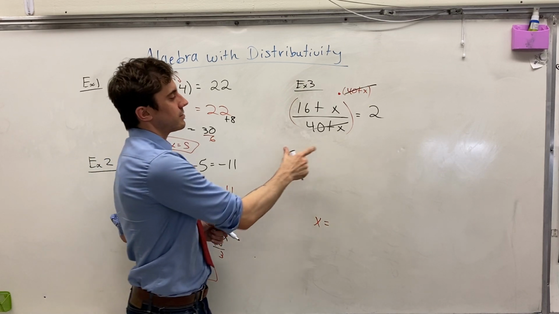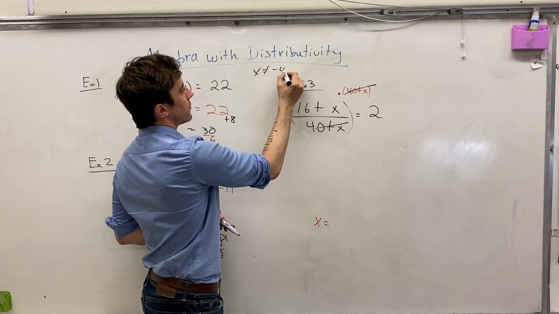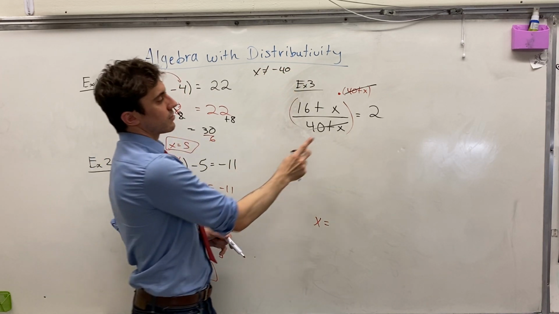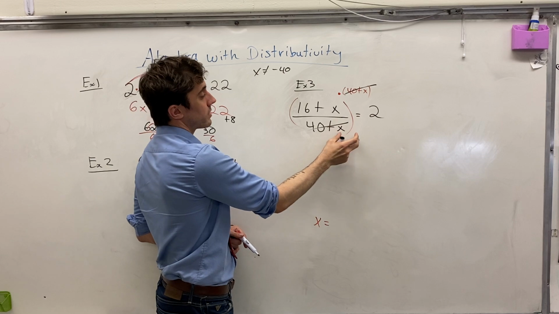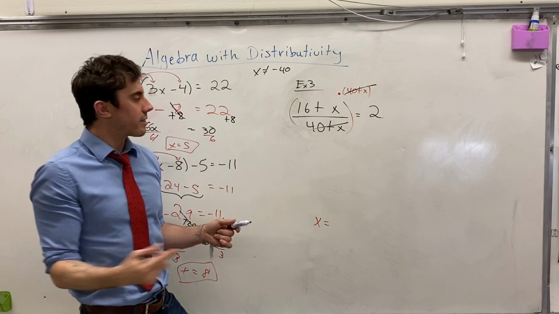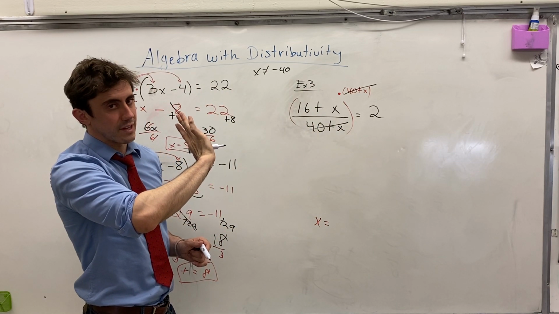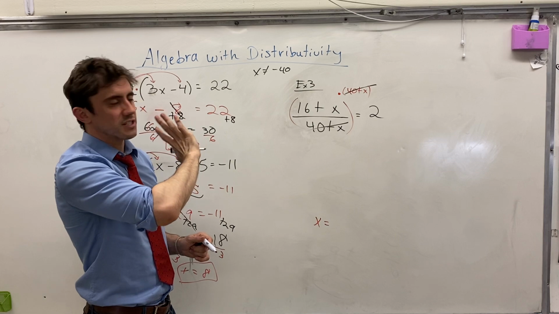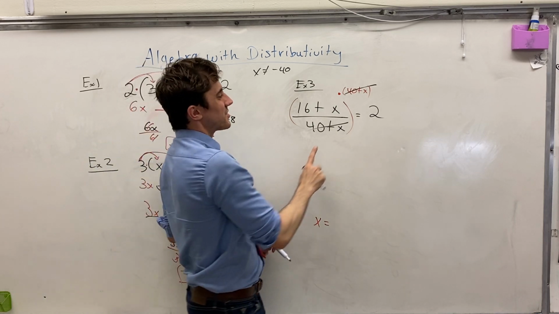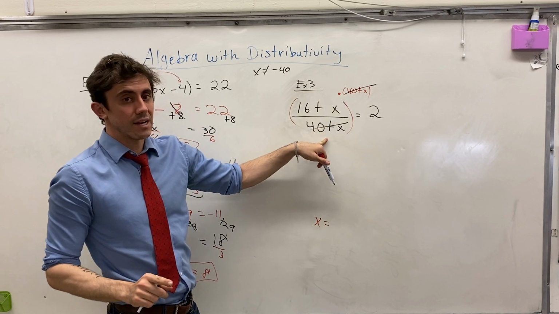And you'll see in high school, we'd have to state that x can't be equal to negative 40, because if x did take on the value of negative 40, we'd have 40 plus negative 40, which would be 0 in the denominator, and dividing by 0 is a big no-no in math. But for now, we'll leave that be, and we'll move on ahead, just dismissing that fact for now, okay?